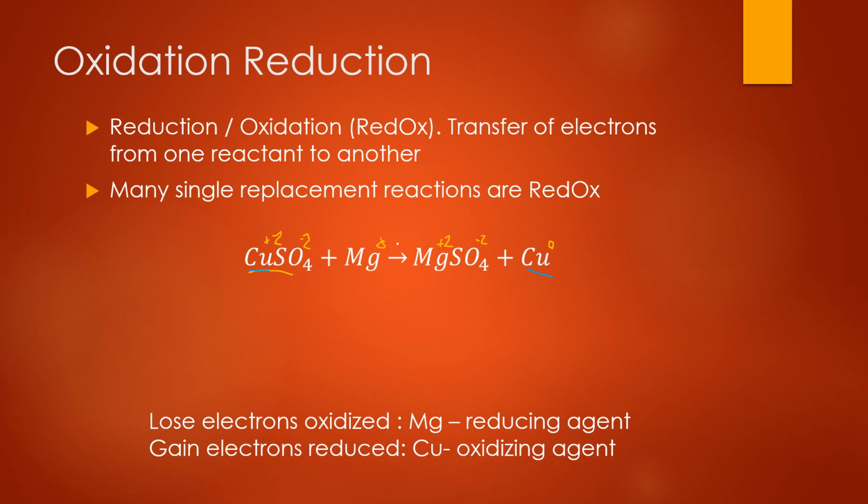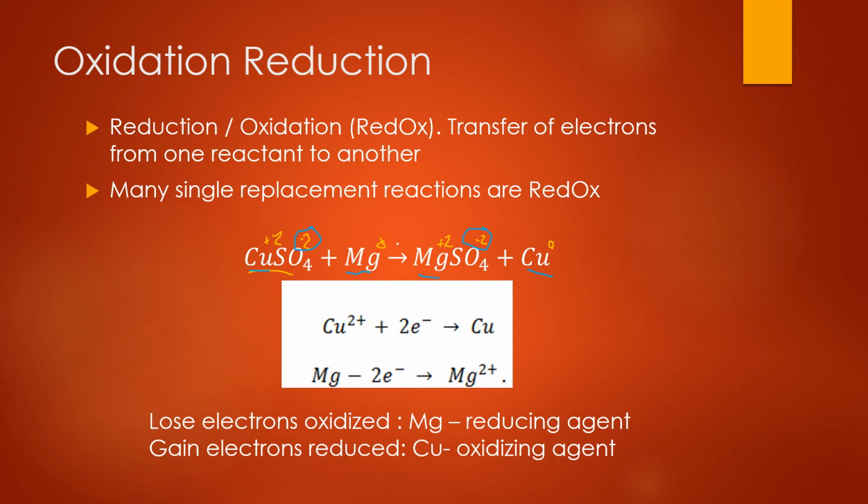Looking at the sulfate. Sulfate's -2 on the reactant side, and it's also -2 on the product side. So since the charge of that sulfate ion stayed the same, it was not reduced or oxidized. So we're just looking for the elements or compounds that have changed in their charge. Magnesium, however, did change. It went from 0 on the reactant side to a +2 on the product side. So now we have our pair, copper and magnesium. So let's see which one is reduced and which one is oxidized.